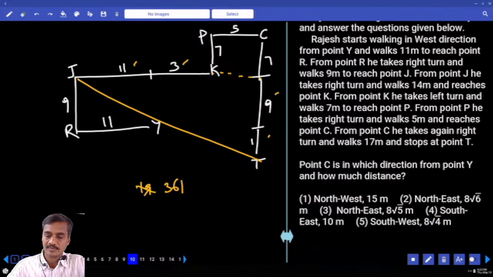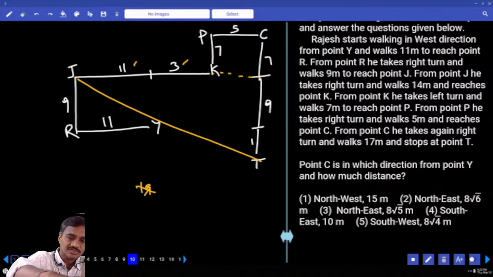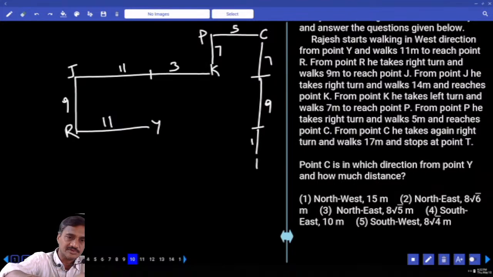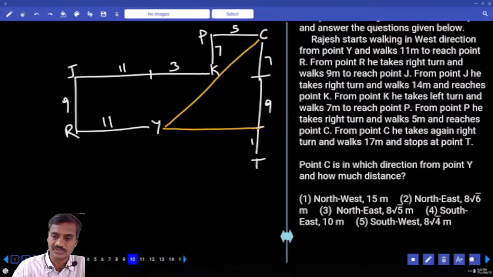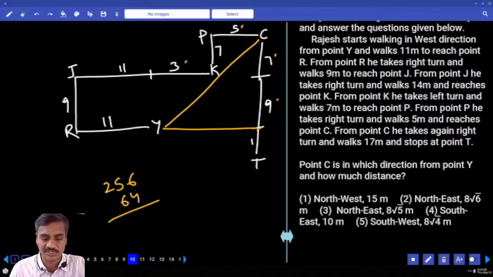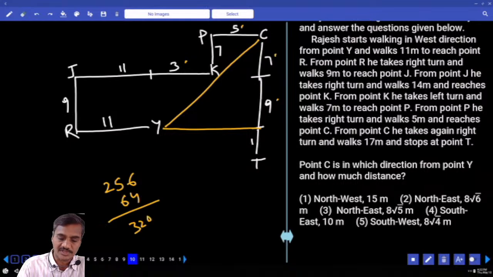Then the 10th one. C is in which direction from point Y? Now between C and Y, the direction as well as the distance we need to find out. In this diagram, the vertical distance 7 plus 9 is how much? 16. And the horizontal distance is 5 plus 3, 8. Now 16 squared, 256, plus 8 squared, 64. Tell me what is your answer here? 256 plus 64 is 320.